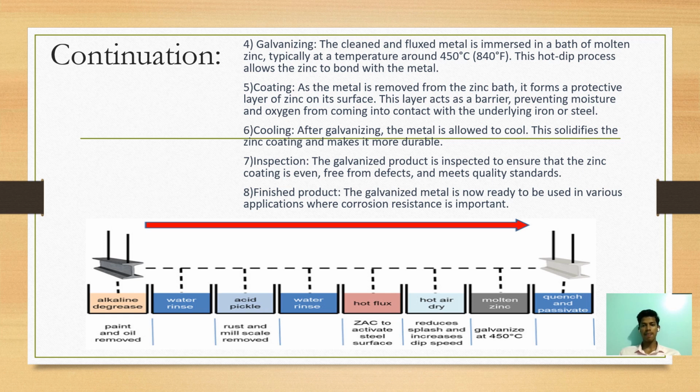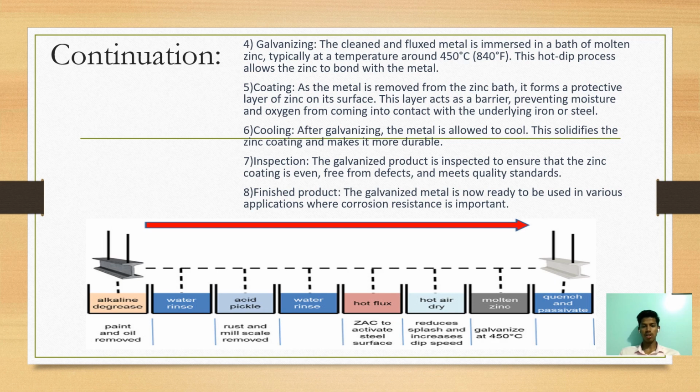This layer acts as a barrier preventing moisture and oxygen from coming into contact with the underlying iron or steel. The sixth is cooling. After galvanizing, the metal is allowed to cool. This solidifies the zinc coating and makes it more durable. Inspection. The galvanized product is inspected to ensure that the zinc coating is even, free from defects, and meets quality standards. Finished product. The galvanized metal is now ready to be used in various applications where corrosion resistance is important.